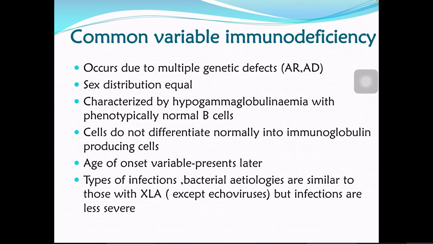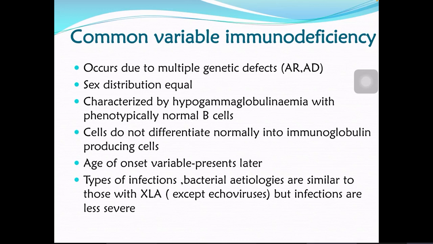Right. Having done that, we will now move to another entity called common variable immunodeficiency. This is known to happen due to multiple genetic defects. It could be inherited either in an autosomal recessive pattern or an autosomal dominant pattern. The sex distribution is equal, as opposed to agammaglobulinemia, where it was predominantly seen in males.